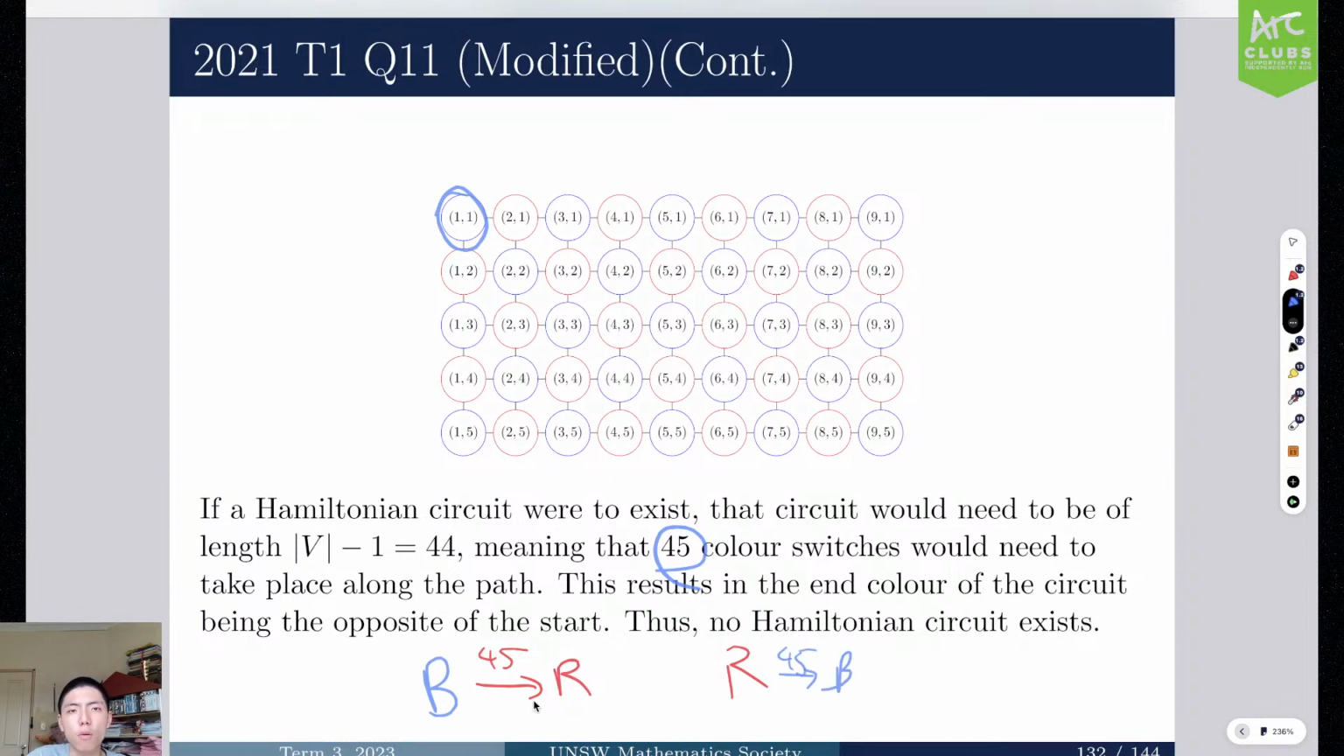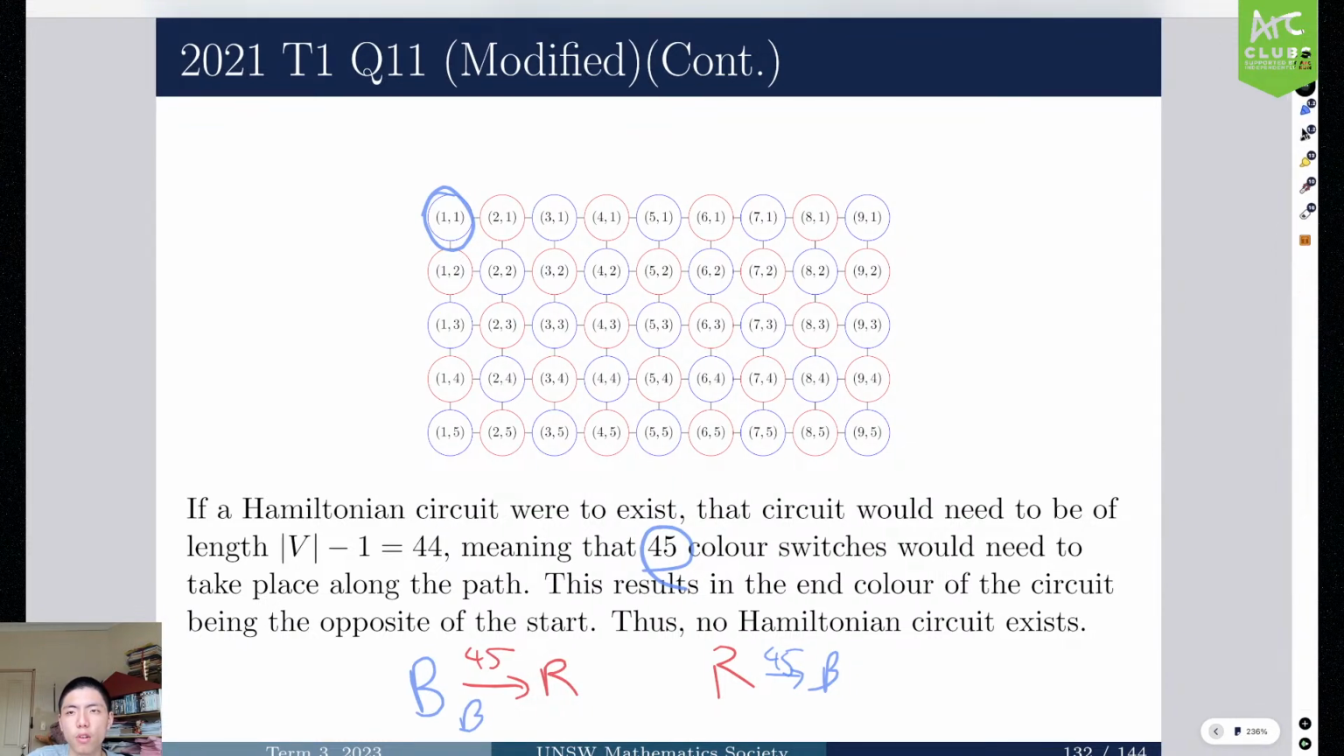And so it is not possible to end up at where you began because where you started from was blue in this scenario and where you started from was red in this scenario. So essentially that means that you can't end up at where you started from if you're going to traverse through every single vertex exactly once. So no Hamiltonian circuit exists.